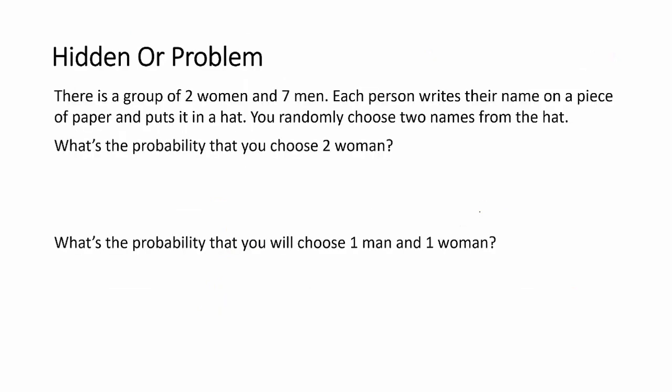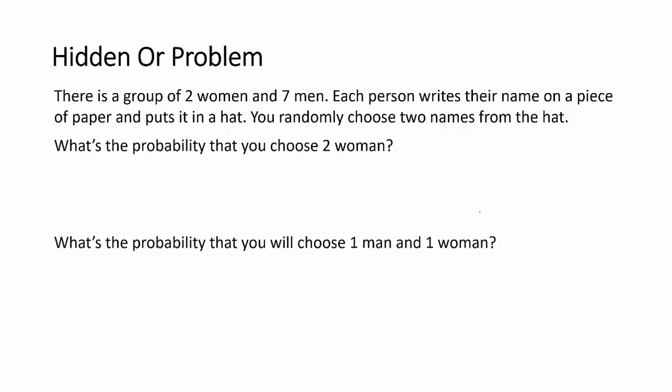Okay, so something that we need to be aware of is something called the hidden or problem. It's called the hidden or problem because it's really asking you the probability of something or something else happening, but it's actually not using the word or. It's very implied. So here we go.